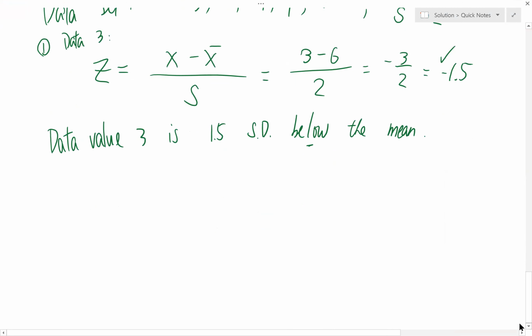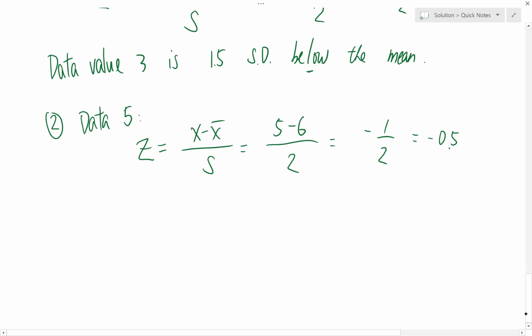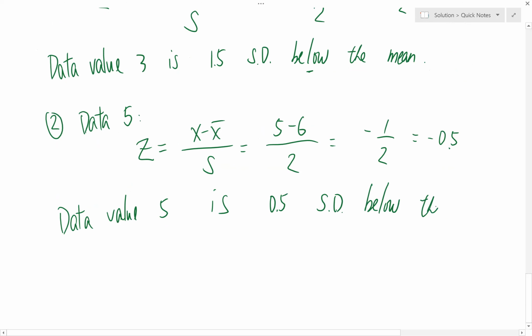Now let's take a look at the second data value, 5. It's still below the mean because it's smaller than the sample mean 6. So the z-score equals data value x minus x bar over the standard deviation. That's 5 minus 6 over 2, so negative 1 over 2, which is negative 0.5. What this tells us is data value 5 is 0.5 standard deviation below the mean. Again, it's below the mean because it's smaller than the mean.